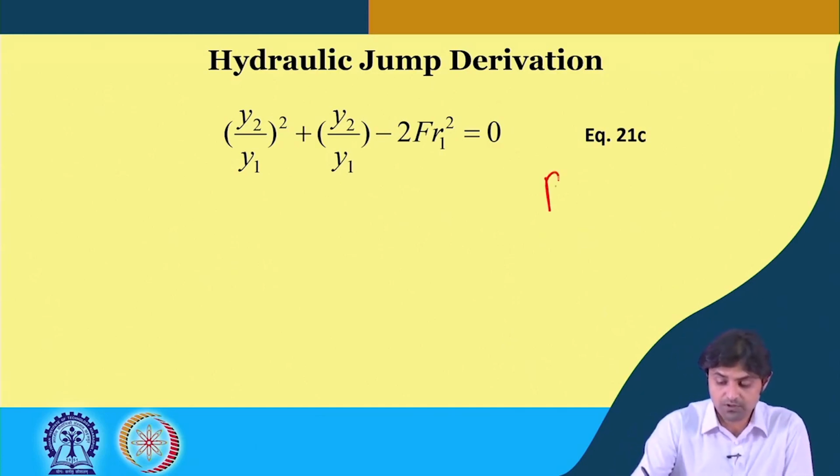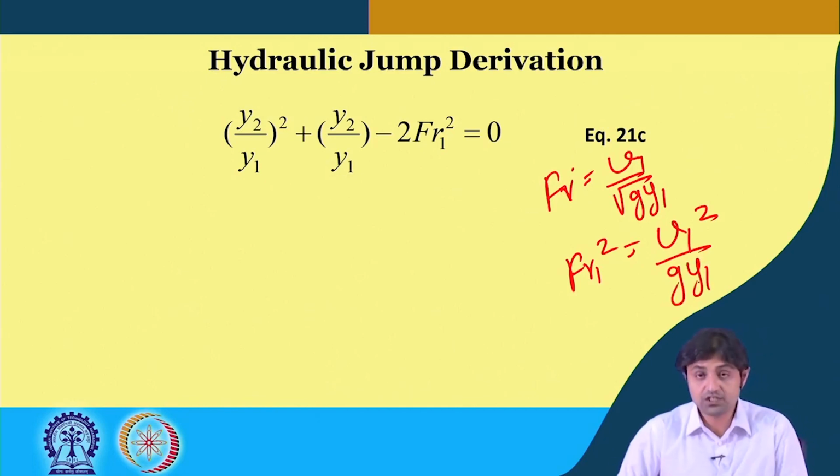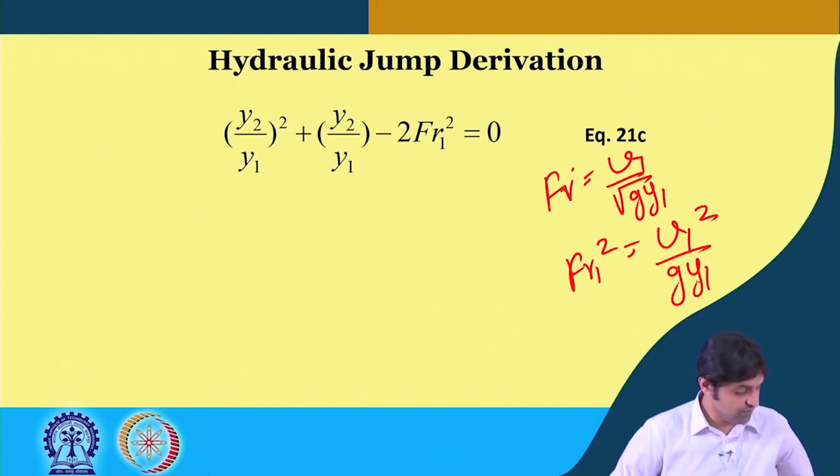Because Froude number 1 is v1 by under root g y1, Froude number 1 whole square is v1 square by g y1. So, we try to put v1 square by g y1 in this equation.